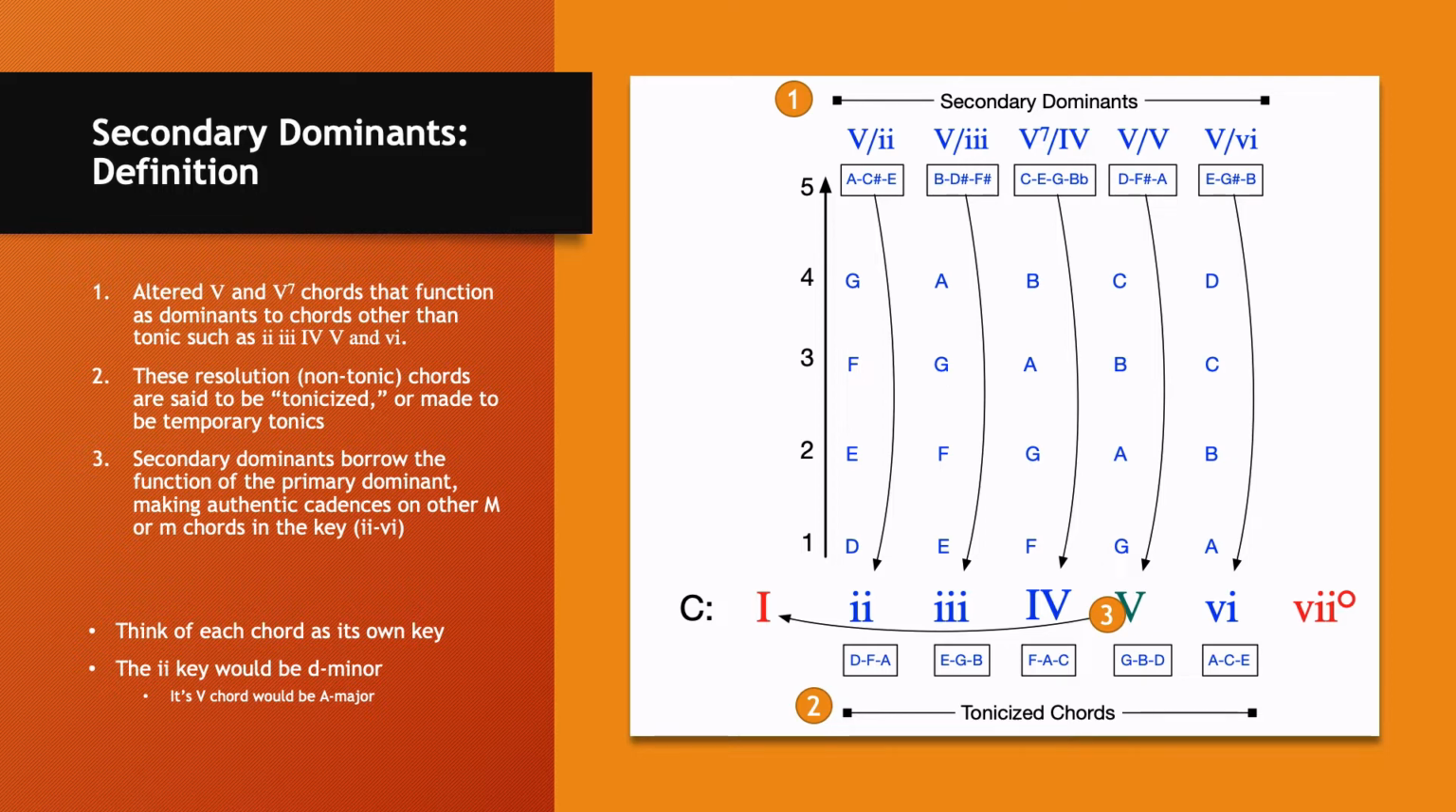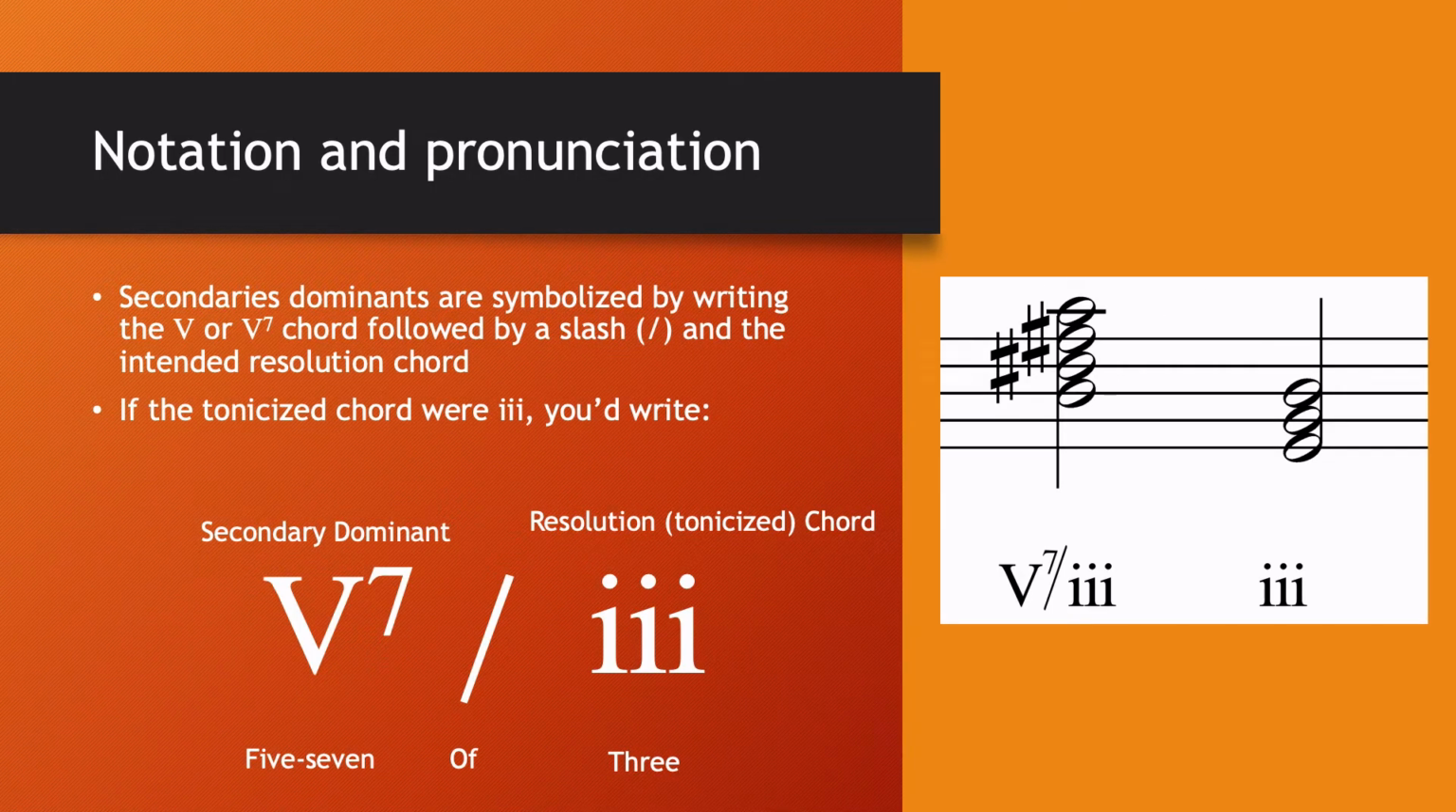The notation and pronunciation of secondary dominants is pretty easy. Secondary dominants are symbolized by the 5 or 5/7 chord, followed by a slash, and the intended resolution chord. If the tonicized chord were 3, you'd write 5/7 of 3, where the slash is said "of," and 3 is the chord that it's going to, or the tonicized chord.